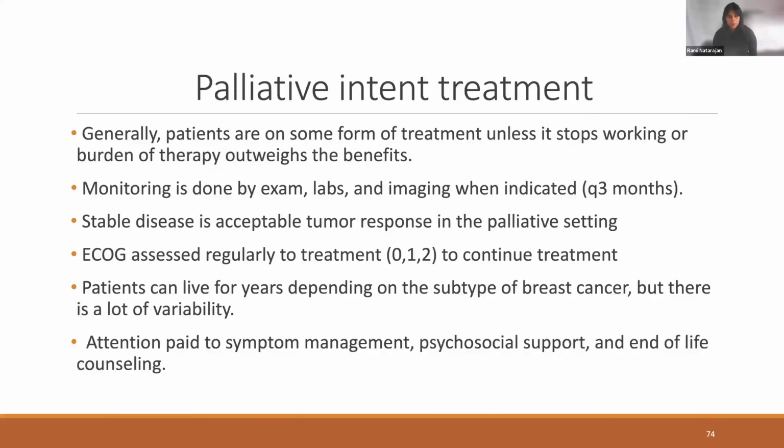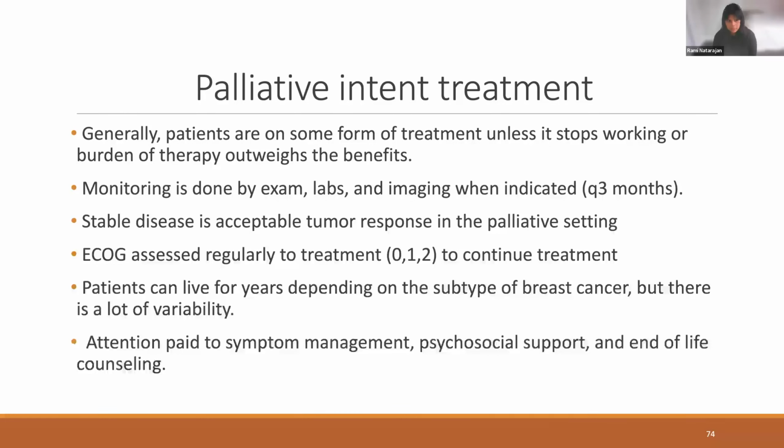So when patients have metastatic breast cancer, they are on some form of treatment indefinitely, unless the treatment stops working or the burden of therapy outweighs the benefits. And typically how we monitor is we see the patients prior to each cycle of treatment. We examine them, we get labs, and then in certain settings, for instance, here in the US, we get imaging every 3 months, but this depends on the resources available.